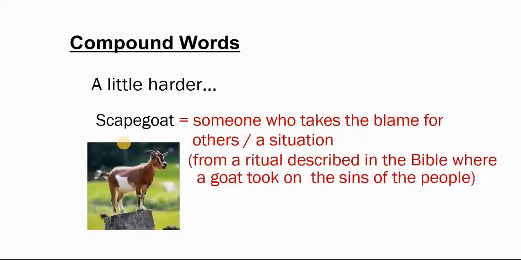Another, a little harder. Another interesting compound word is scapegoat. It means someone who bears the blame for others. Now, this word comes from scape and goat. That's the animal called a goat, and its origin is in the Bible, which describes a ritual in which a goat symbolically took on the sins, the bad actions of the people, and was then sent into the wild to die. But if you didn't know that, it might be difficult to understand the meaning of scapegoat.